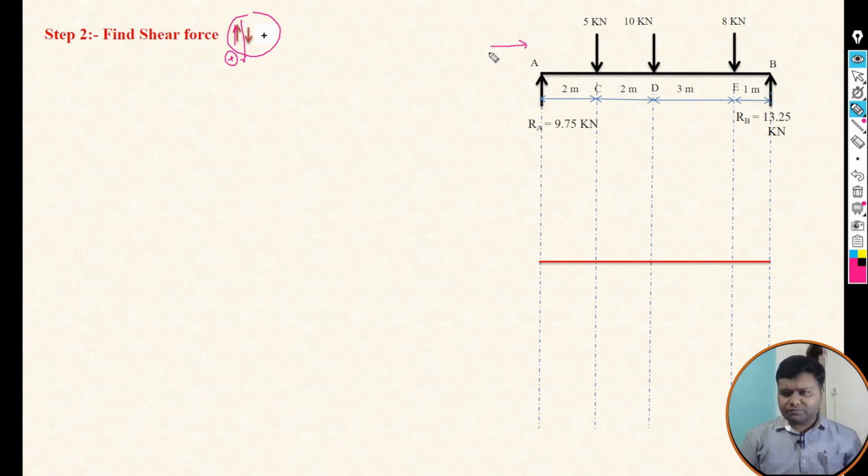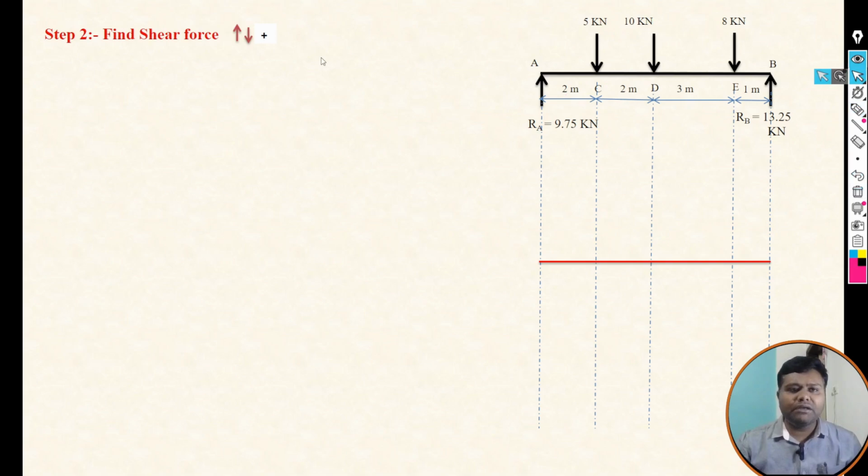Now again we know that for the calculation of shear forces we need to take points one by one, and then take a section on the left of that particular point and a section on the right of that particular point. It means we have to calculate the shear force at A left and shear force at A right. Same for C, D, E and B points. So these shear forces we have to calculate at the left and right part of that particular section.